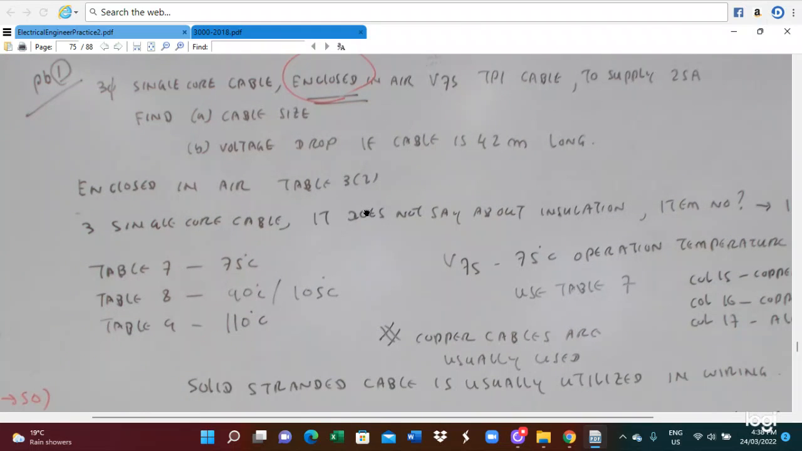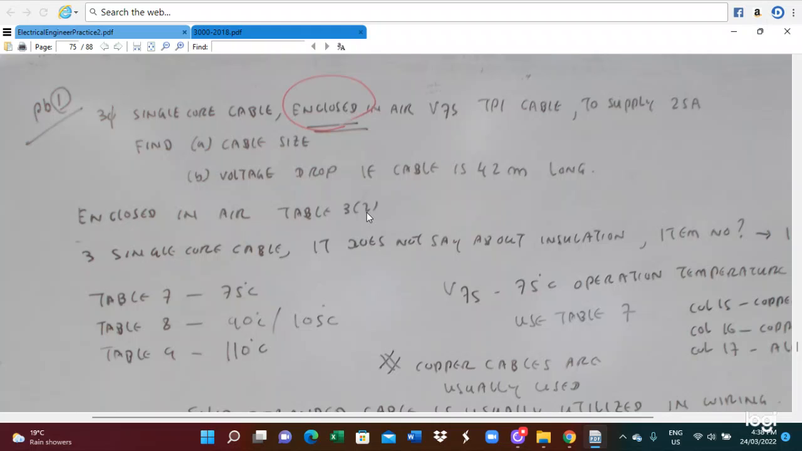Okay, so now we have to solve this problem. A three-phase single core V75 thermoplastic insulated cable, enclosed in air, is supplying 25 amperes. We have to determine the cable size and also the voltage drop. The cable is 42 meters long, and we need to find out the voltage drop.